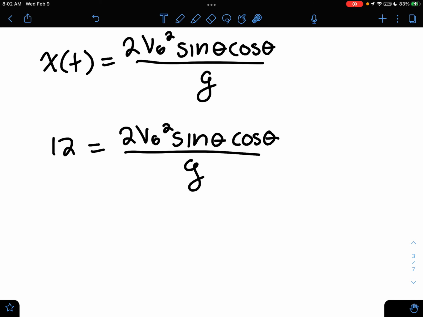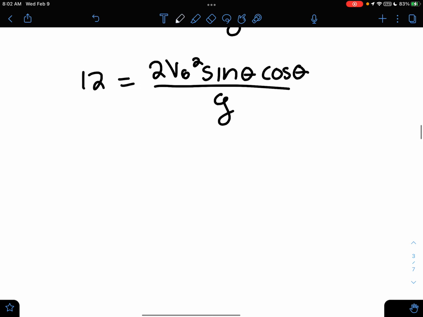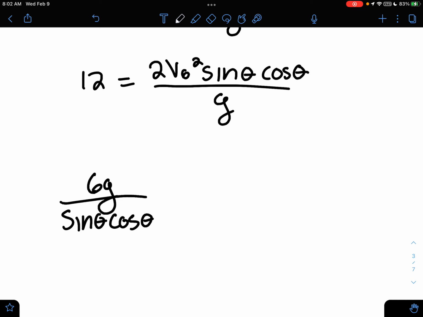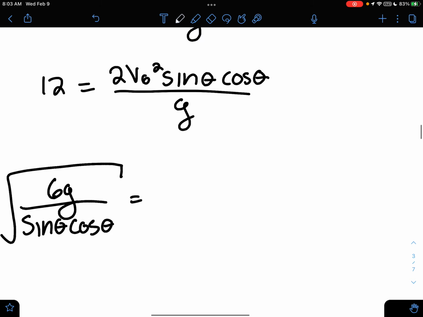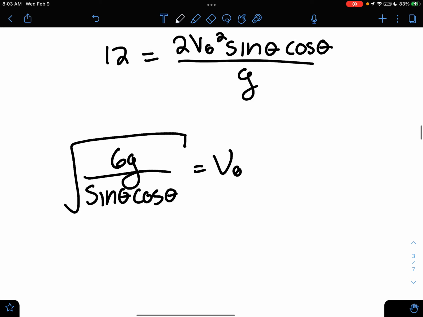We have one equation, one unknown. I'm going to solve for v naught. So it's going to be 12g, and I'm going to divide by 2, so it's going to be 6g over sine theta cosine theta, and we're going to take the square root of that. That's going to give us our v naught.